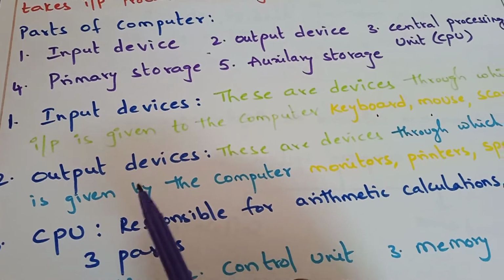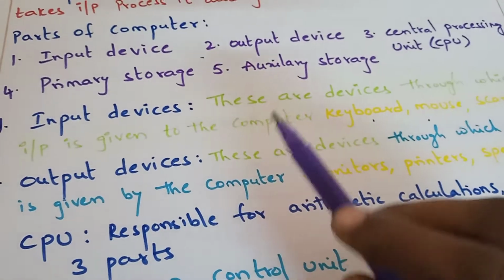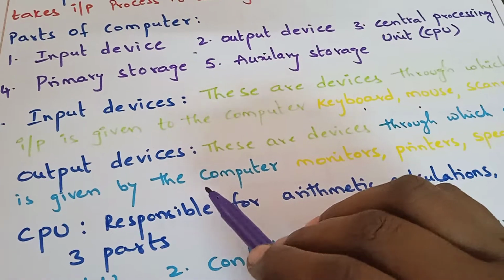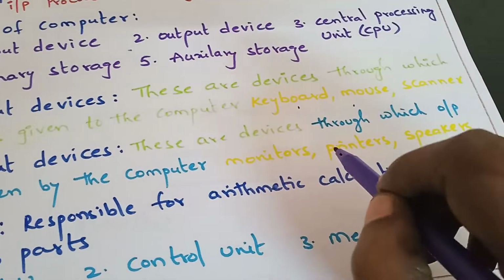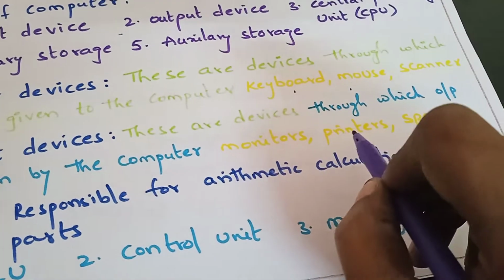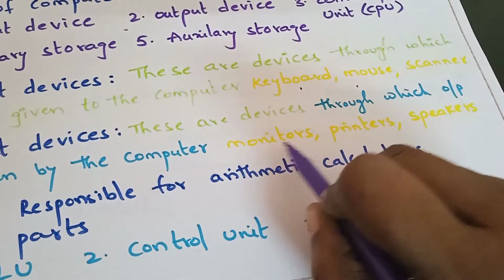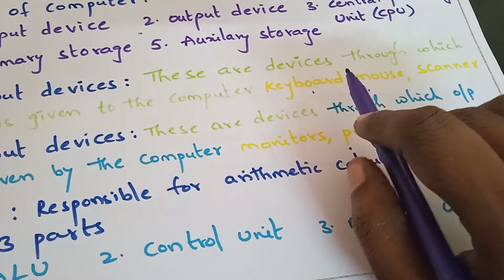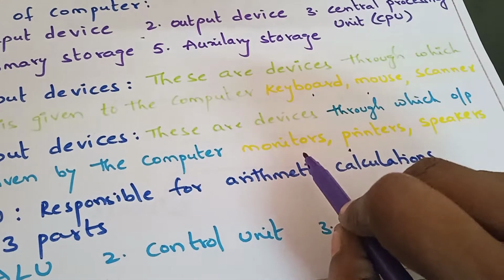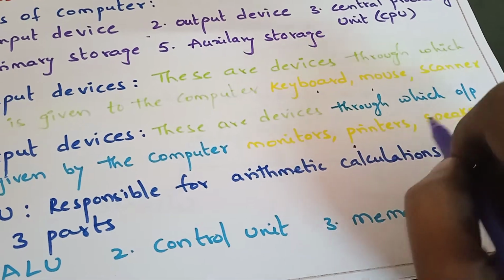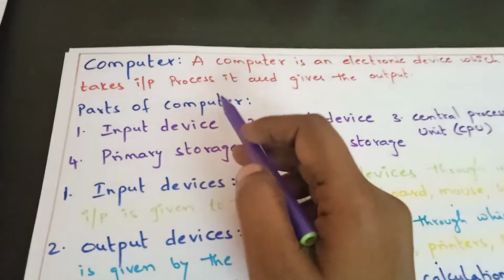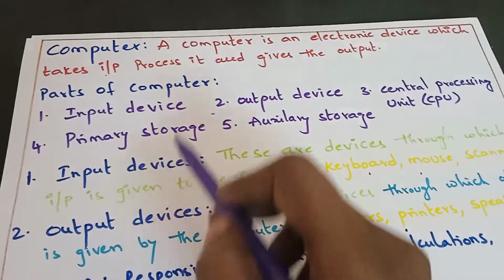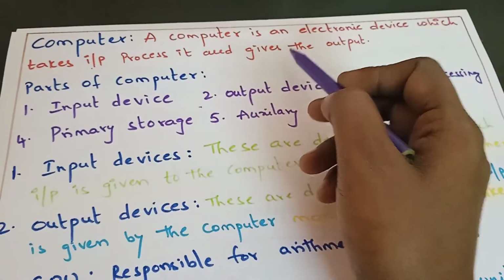Let's come to output devices. These are the devices through which output is given by the computer. Outputs are visible through monitors, printers and speakers. These are the fundamental input and output devices. Fundamental input devices are keyboard and mouse. Fundamental output devices are monitor, printer and speaker. So, as per the definition, the computer accepts input through the input device and shows the output through the output device.